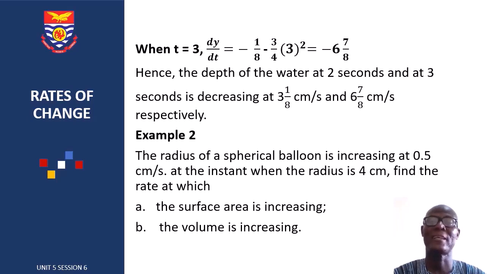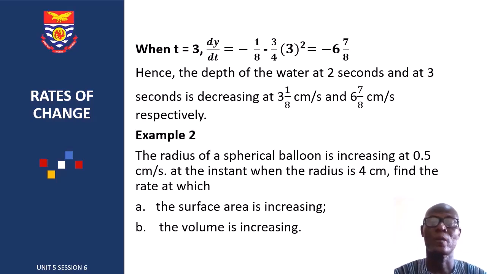Hence, the depth of water at 2 seconds and 3 seconds is decreasing at 3 1 over 8 centimeters per second and 6 7 over 8 centimeters per second. Now, we can see that at the two instances, the results were initially negative. But the negative only indicates that the quantity is decreasing, and hence we write the final answer in absolute terms.